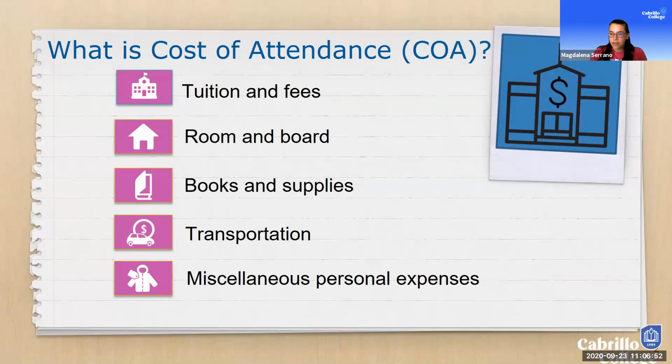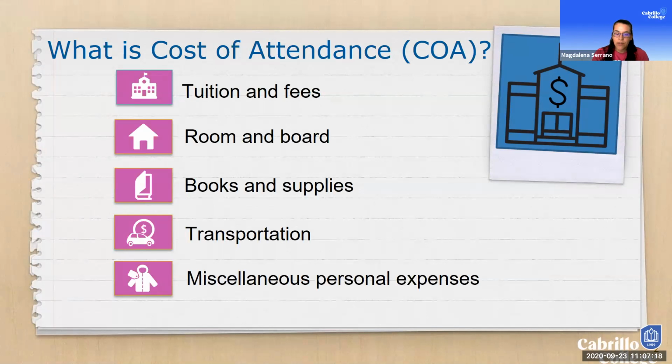The first thing to understand about how we calculate your financial aid is we look at your cost of attendance. The cost of attendance, on a very big scale, includes all your tuition and fees, your room and board, your books, transportation, any kind of educational expense. No matter what school you go to, every school is going to have a different cost of attendance.